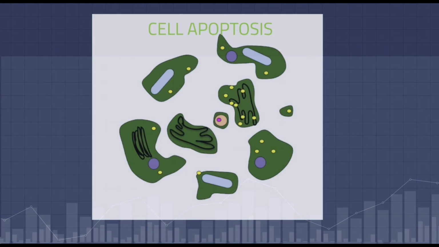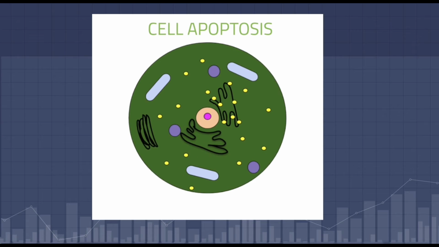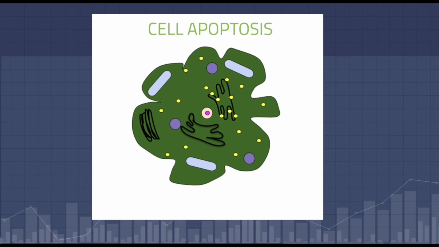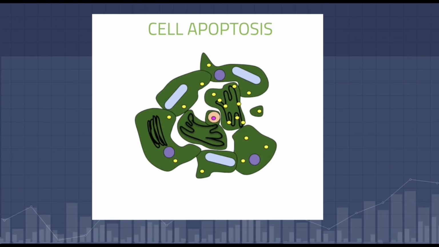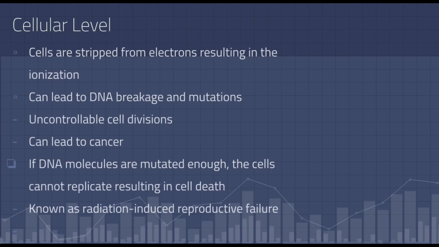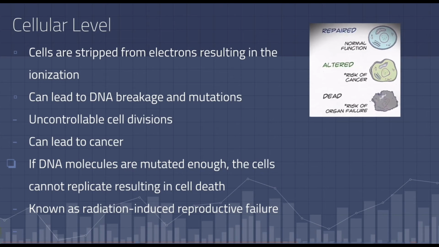Cell apoptosis. This is one of the ways radiation can kill cells. It is also known as cell death or interphase death. DNA damage is an important trigger of the apoptotic response. Cellular level. Cells are stripped of electrons, resulting in ionization. This can lead to DNA breakage and mutations. As a result, uncontrollable cell divisions, which can lead to cancer.